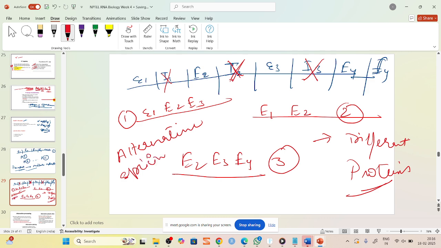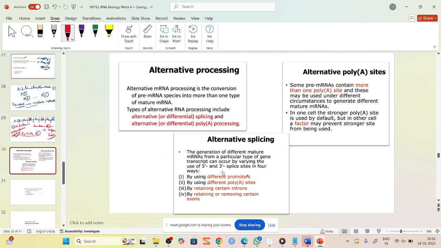splicing. Okay, now let us see alternative splicing. It is the generation of different mature mRNA by using different promoters, by retaining different introns, or by removal of certain exons. So this is one way of alternative splicing. There are other ways also, but they have made it in a very confusing way.